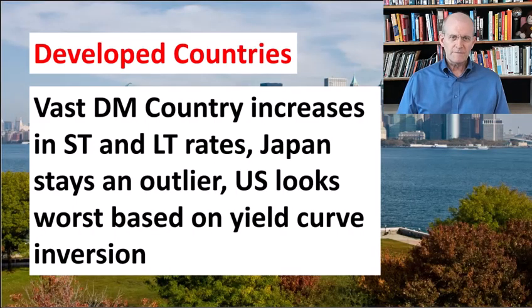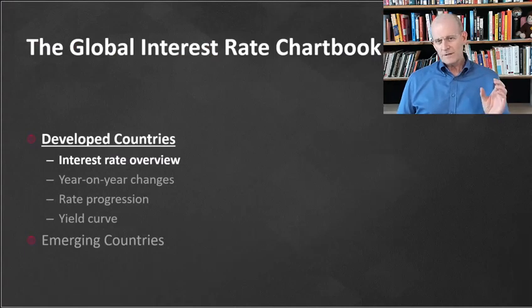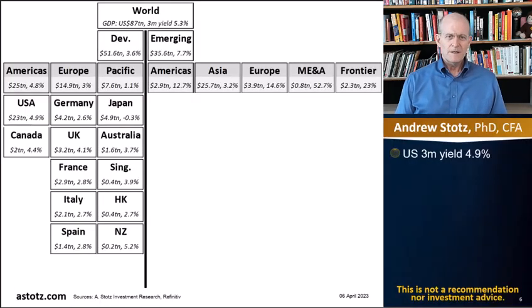So let's first look at developed countries. What I see is vast developed market country increases in short-term and long-term rates. Japan stays as an outlier, and the U.S. looks worse based on yield curve inversion. So let's see where interest rates are right now.